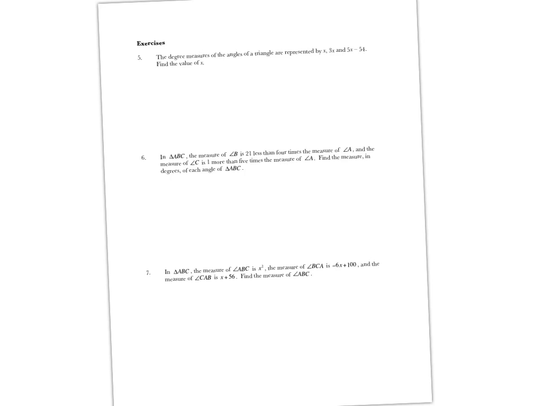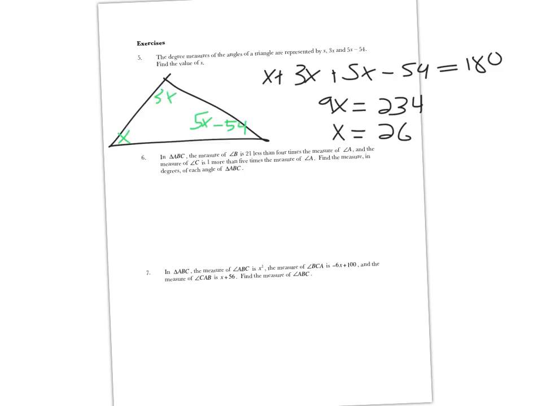Okay, and lastly, once again, I'm going to suggest that you pause the video and try these 3 problems for yourself. These are very much review problems. And then unpause it and see if our answers match up. In 5, I've drawn a triangle whose angles measure x, 3x, and 5x minus 54. And adding those 3 angles up to 180 and solving for x, I ended up with x equals 26.